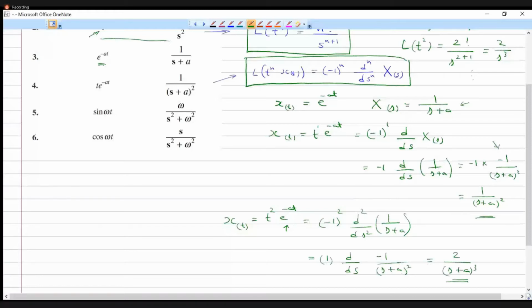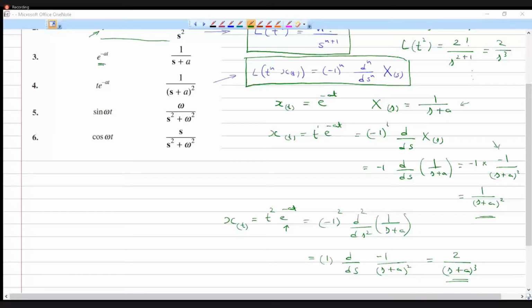So once you know the Laplace transform of certain standard quantities, then you can find out the Laplace transform using this property. Okay. So any doubt in this explanation? How you can use these properties of Laplace transform?